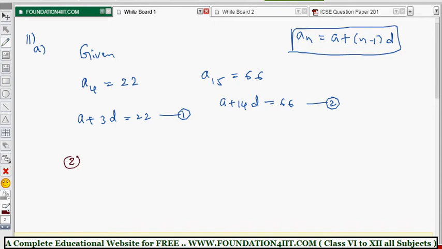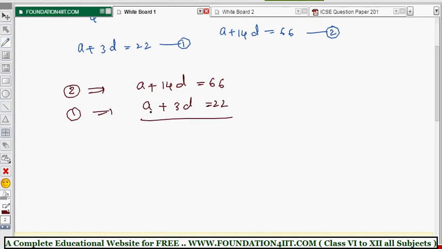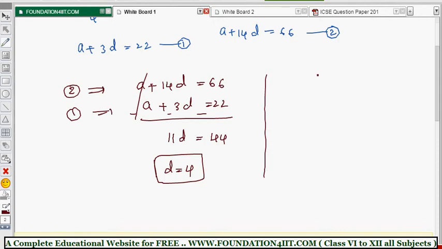So the second equation, A plus 14D is equal to 66, and the first equation, A plus 3D is equal to 22. You subtract both, changing the signs: 14 minus 3 is 11D, and 22 minus 66 is minus 44. So D is equal to 4. So the common difference is 4. Then we can find the A value.